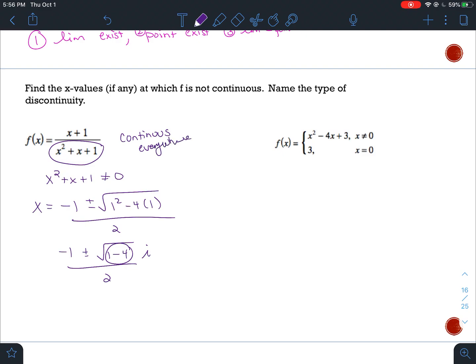There is no point of discontinuity because the only place where a fraction can be discontinuous is when the denominator is 0.